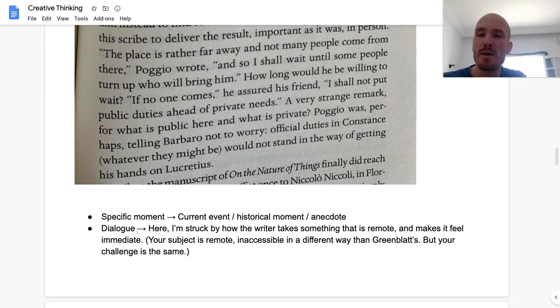So specific moment, dialogue. Here I'm struck by how the writer takes something that is remote as ancient Rome, and makes it feel immediate. Now, your subject of research is also, in a way, very remote, right? It's inaccessible in a different way than Greenblatt's, but it's inaccessible to your readers, and your challenge is to make that inaccessible thing feel immediate, right?